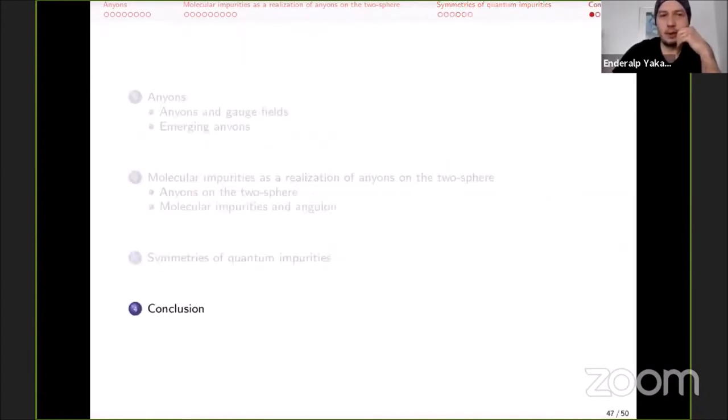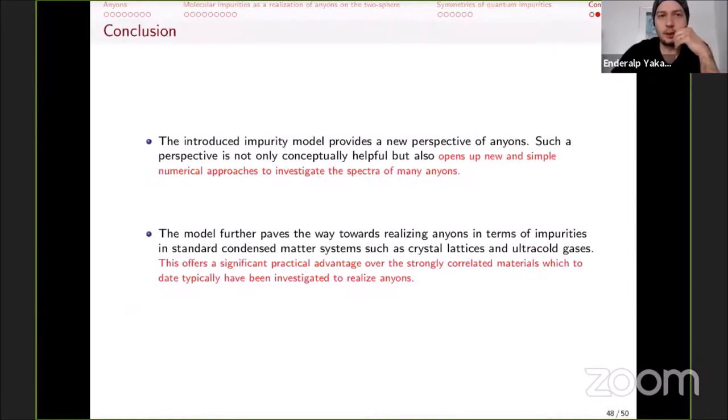So with this, I would like to conclude my talk. Basically, the impurity model has some advantages. First of all, the lowest spectrum of the impurity model in the limit of large dispersion corresponds to anyonic spectra under certain conditions, if the interaction couples in a holonomic way. And this opens up really new and simple numerical approaches to investigate the spectra of many anyons. You know, the main challenge for anyons, as I told you, is that even a free anyon corresponds to interacting bosons. Therefore, obtaining the spectra of many anyons is really challenging. So this is one advantage.